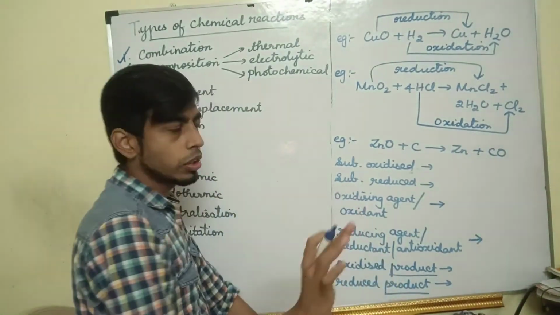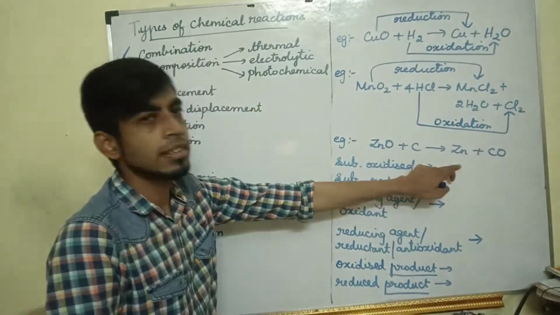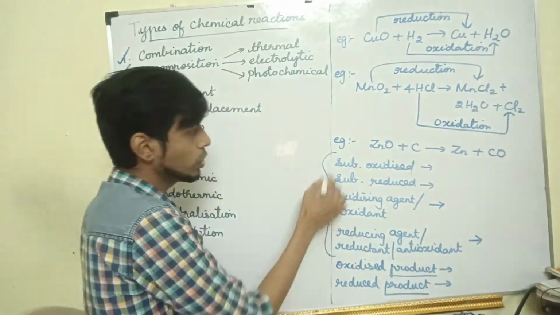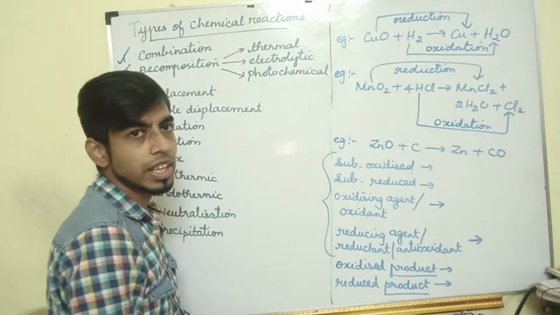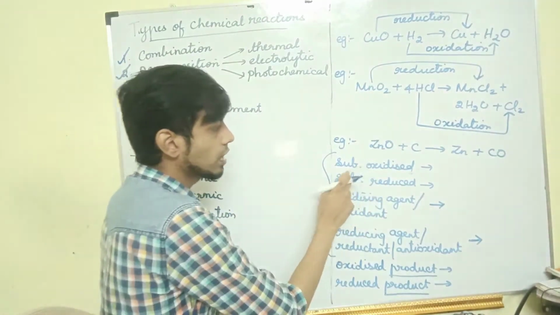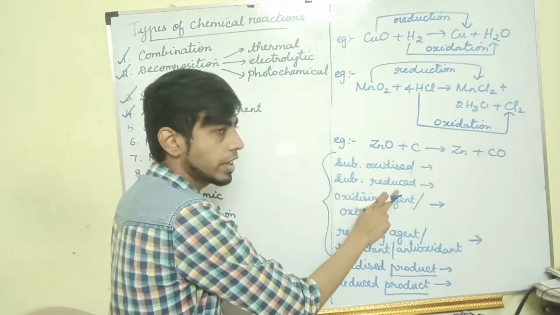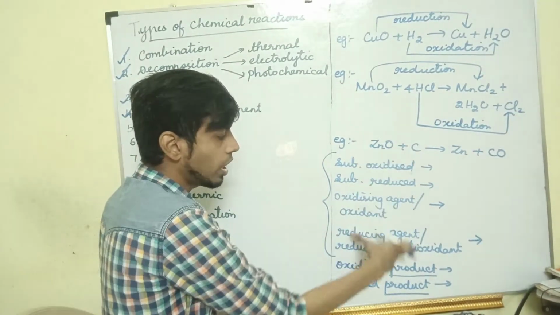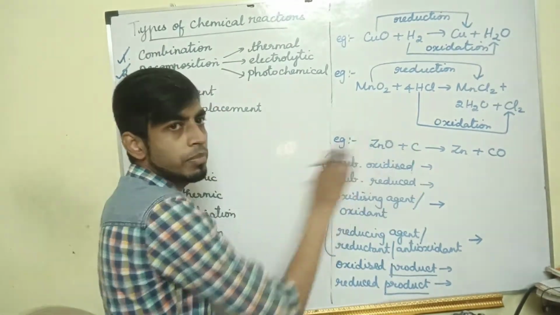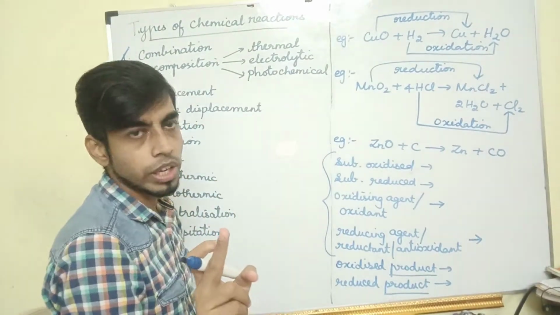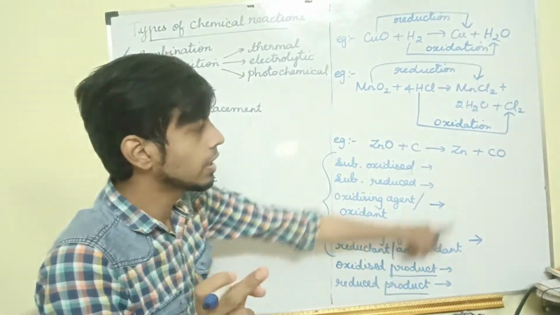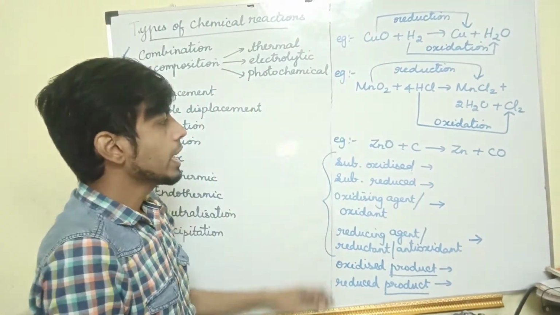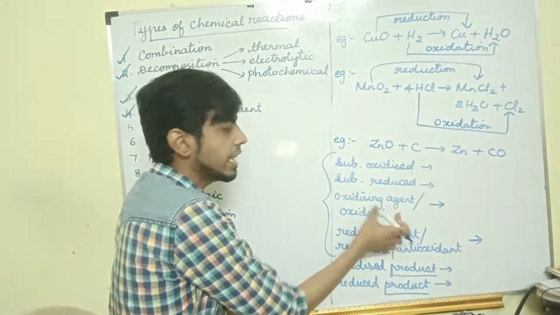Only if it is the product, you have to find the answer on the product side. For all the remaining things, you should find the answer only from the reactant side. So substance oxidized, substance reduced, oxidizing agent, reducing agent, all these things you have to choose only from the reactant side. Only the product you should choose from the product side. Okay, so now first, oxidizing agent.